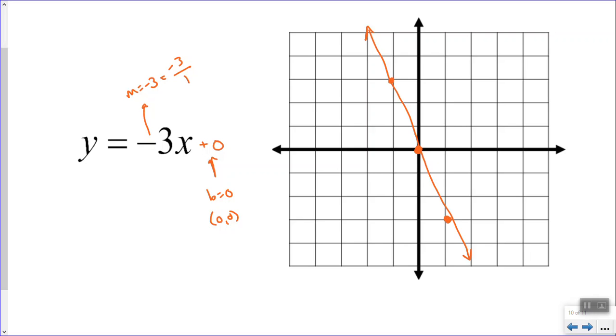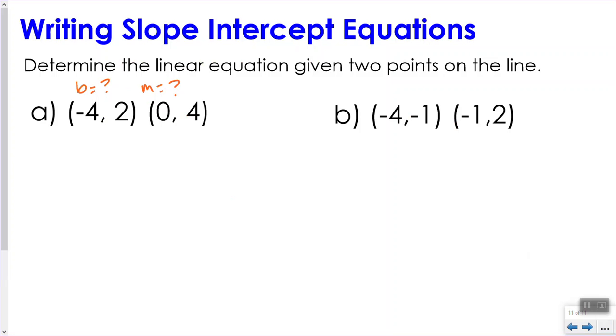Alright, so if we look at this equation, we have a slope of -3, which is the same thing as -3/1 or 3 over -1. I don't have a y-intercept written down, so that means that my y-intercept is 0, or the origin. So we start in the middle of our graph, we rise our -3, we run 1, then we go backwards. We rise +3 and run -1.